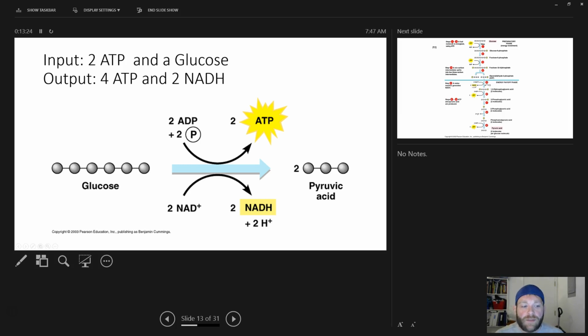So what we're doing here is inputting 2 ATP molecules and a glucose in glycolysis in the cytosol. It's happening in the cytosol. And our output is going to be 4 ATP and 2 NADHs. Sorry, it should be 2 ATPs net. So you get 2 ATPs and 2 NADHs as you're going through this process for pyruvic acid. You're going to get 2 of these. Pyruvic acid is the same thing as pyruvate.